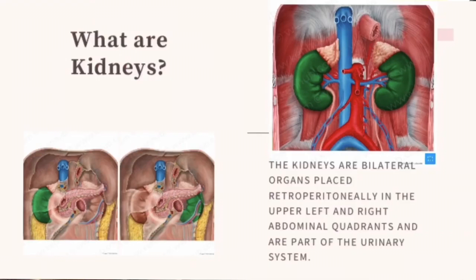Today we are going to tackle the internal anatomy and histology of the kidneys, including the structure of the nephron. So what are kidneys, by the way? Kidneys are bilateral organs placed retroperitoneally in the upper left and right abdominal quadrants, and they are part of the urinary system. Their shape resembles a bean, where we can describe the superior and inferior poles, as well as the major convexity pointed laterally and the minor concavity pointed medially.